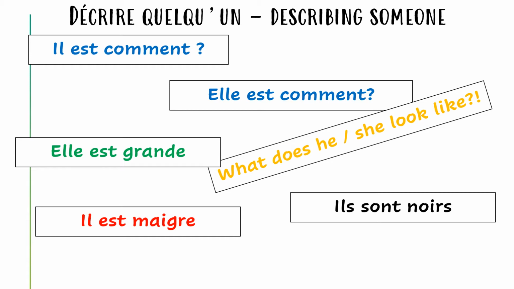So when you hear the est, you know that the il was masculine singular. And when we hear ils sont noirs, the sont indicates that it's masculine plural. All right. So this was a brief recap on the verb être and descriptions. Let us look at the verb avoir with descriptions. All right, with describing persons.